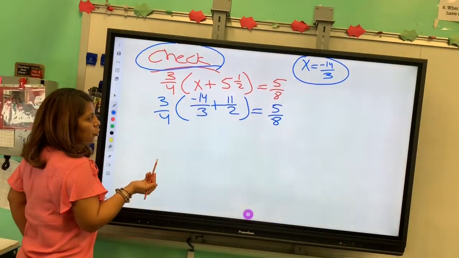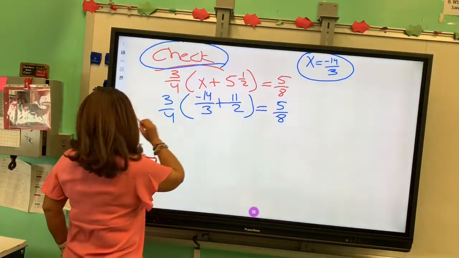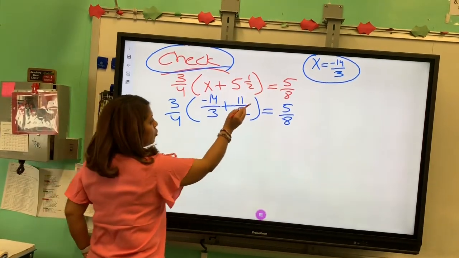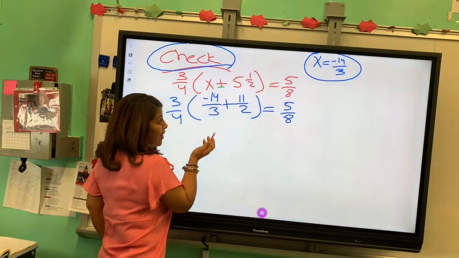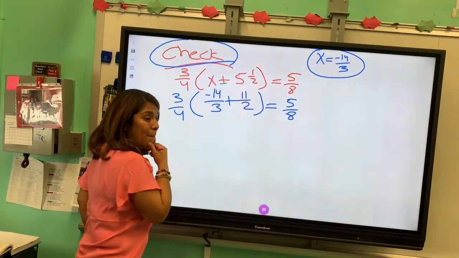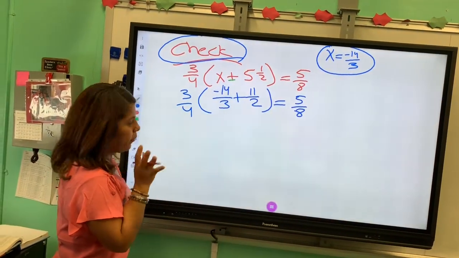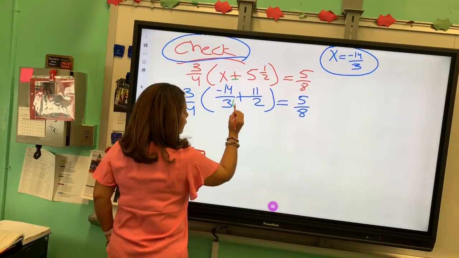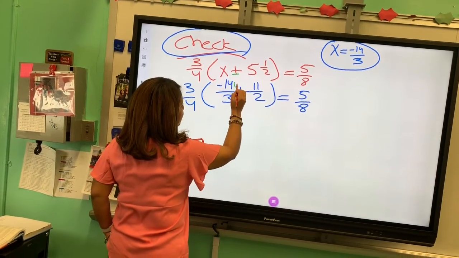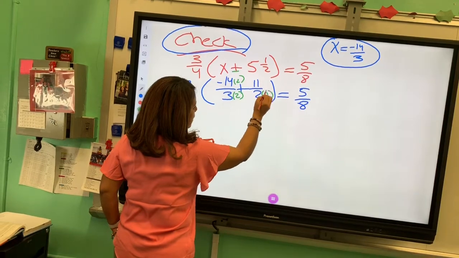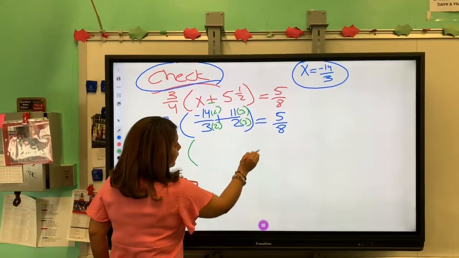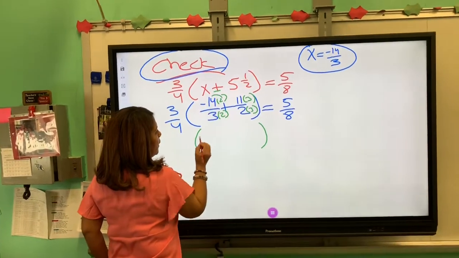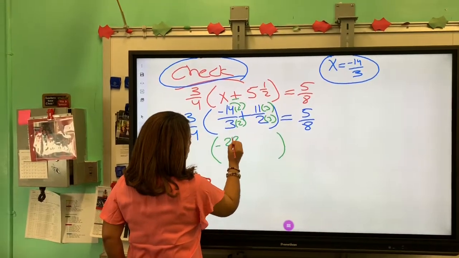I could do two things. If I want, what I'm going to start working on is with the inside. I'm going to work with this part. Okay, inside parentheses. If I want, I could change that into a mixed number, but I don't want to do that. I want to just find the least common denominator to make my life easier. Once again, there are different ways of solving this equation. This is one way that I'm working on, but it's not the only way.